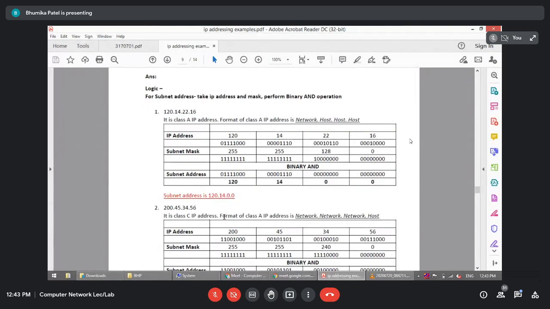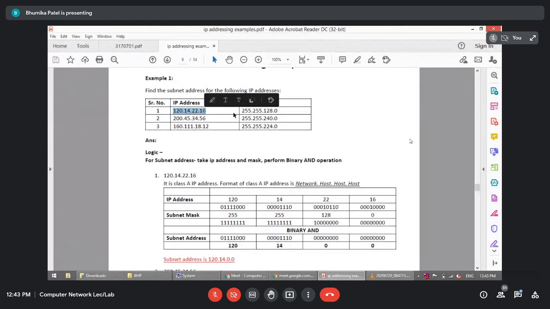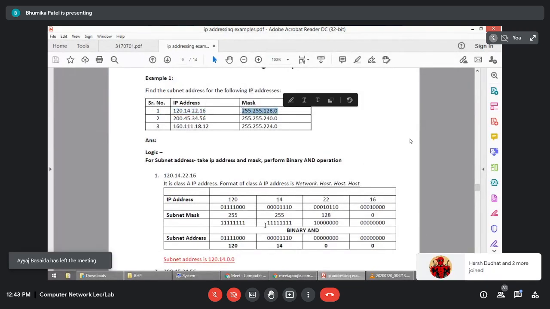Okay, so these are the examples that we will see next. Okay, you will be given the IP address. Sometimes you will be given the mask. You have to just perform the binary AND.